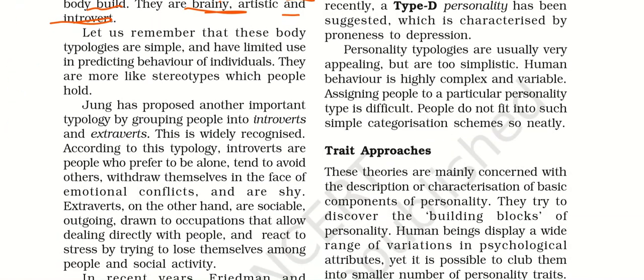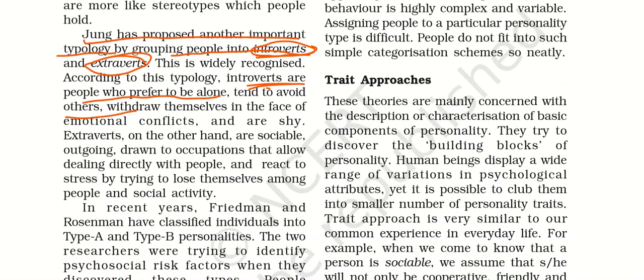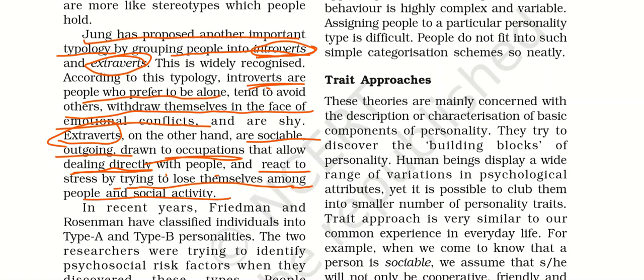Then comes Jung. Jung proposed another important typology, grouping people into introverts and extroverts. According to this typology, introverts are people who prefer to be alone, tend to avoid others, withdraw themselves in the face of emotional conflicts, and are shy. Whereas extroverts are outgoing and sociable people drawn to occupations that allow dealing directly with people, and they react to stress by trying to lose themselves among people and social activities.